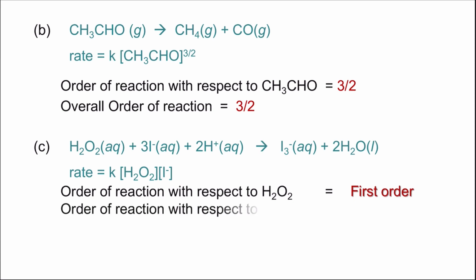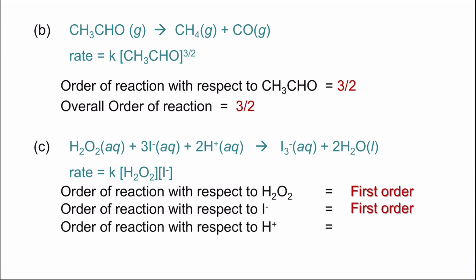And then, order of reaction with respect to I minus. Kita nampak dia kuasa 1 juga. So, first order. And then order of reaction with respect to H+. Lihat di sini, H+ ada dalam equation. Tapi dalam rate law, dia tiada. So, apa maksud dia? Dia tiada bermaksud order dia adalah zero order.